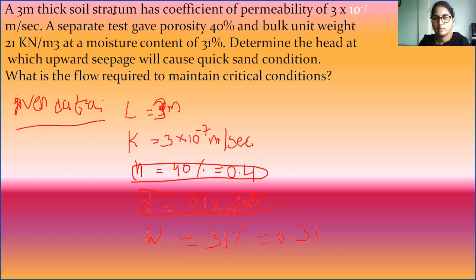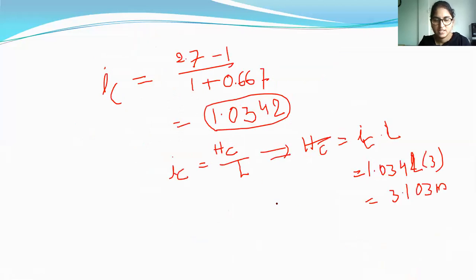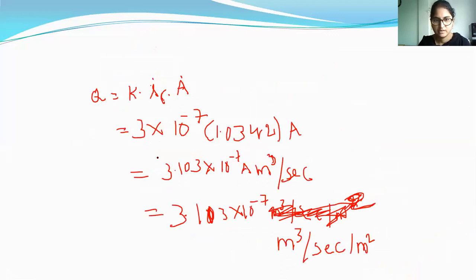So this is the final problem. We are given the length, coefficient value, porosity, gamma and W values. Now we can calculate I suffix C, which is equal to G minus 1 by 1 plus E. By using these two formulas, we can get the void ratio and specific gravity. And generally we know that hydraulic gradient I is equal to H by L. On that basis we can calculate the H value. And for the upward flow condition, Darcy's law, Q is equal to K I A, we can substitute those values. Finally we can get the flow Q value.